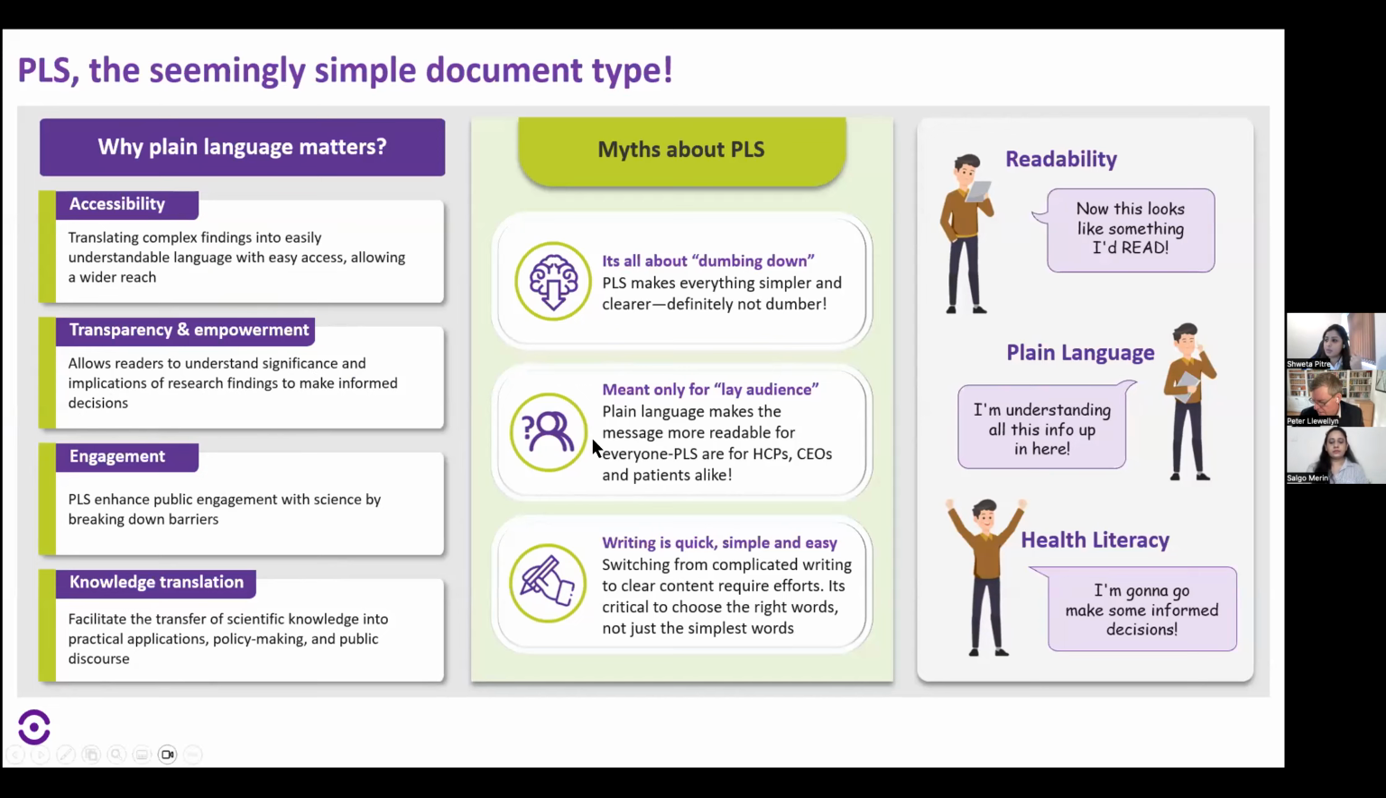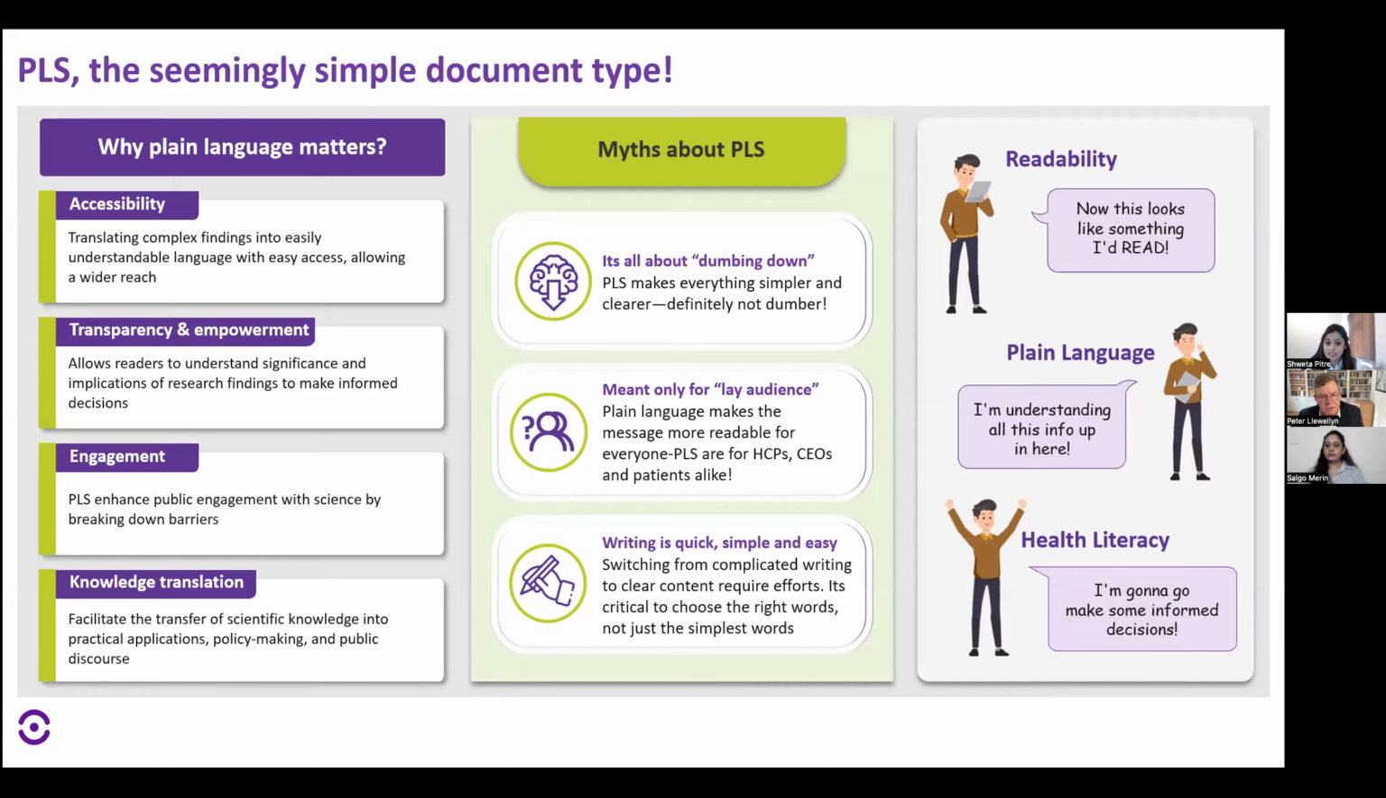But the question is why plain language summary matters. One of the most important things is it improves accessibility. Plain language summaries serve as a gateway for making scientific information accessible to a wider audience. You have non-expert audience, you've got the general public, you've got policymakers, all of this. So basically, plain language summaries help break down barriers and enable people to engage with scientific knowledge.